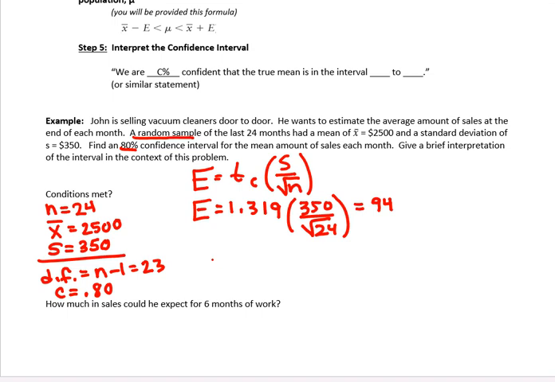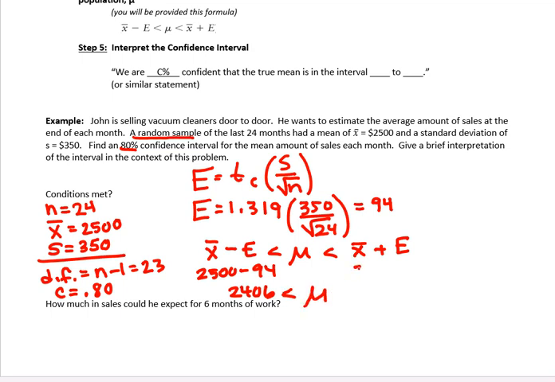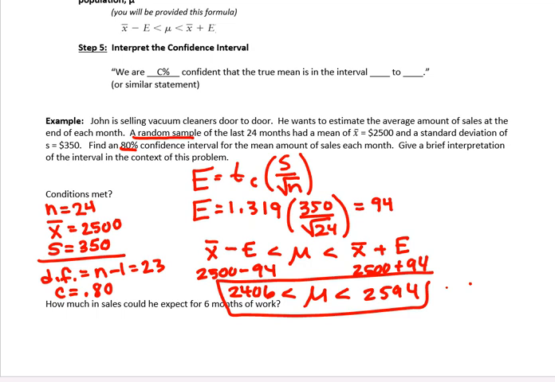Calculator here. All right, so my X bar, I'm going to take X bar minus the error and X bar plus the error. So I have 2,500 minus 94, which ends up to be 2,406. And 2,500 plus 94, which ends up being 2,594. So this is his monthly average, okay? So this is the average per month.